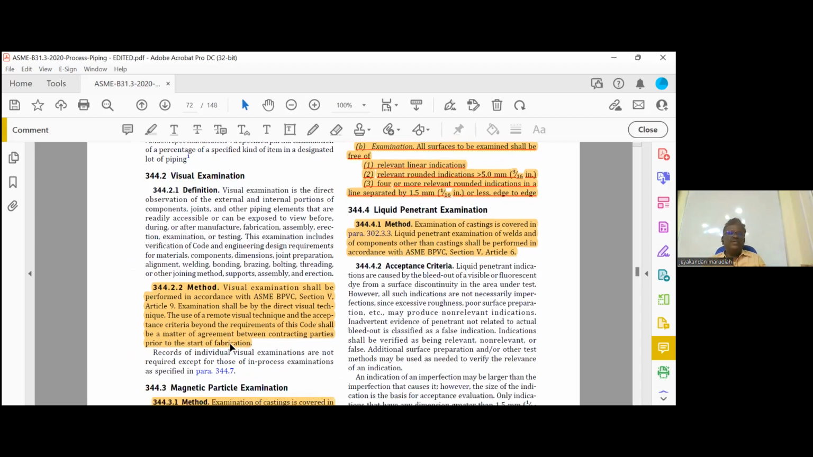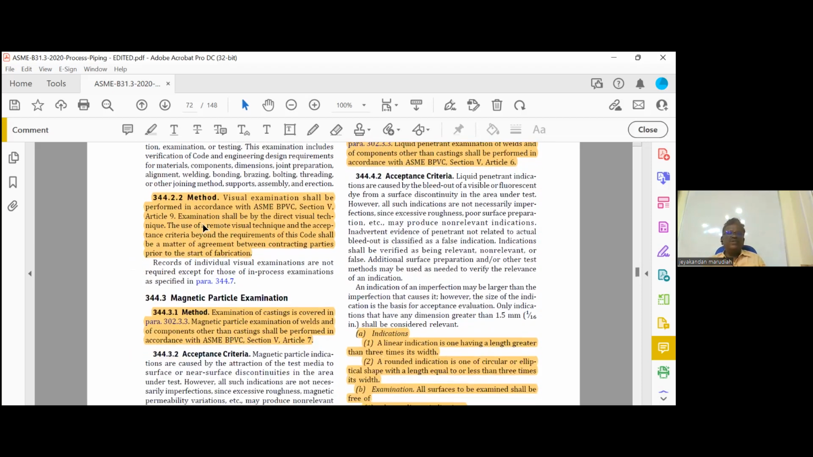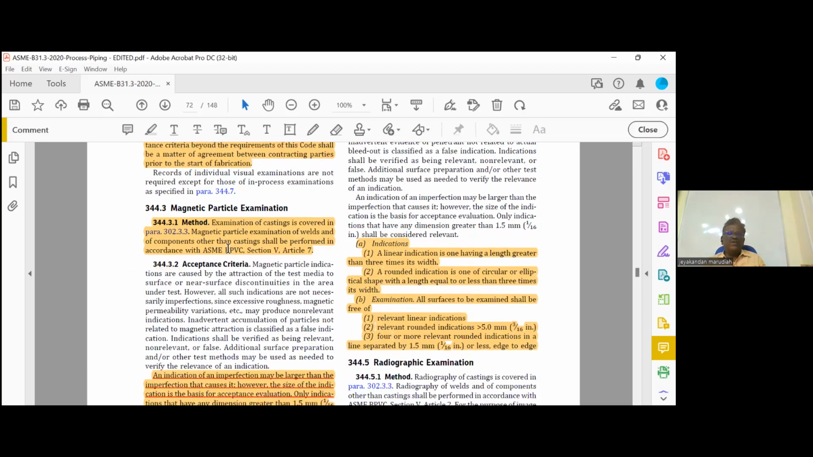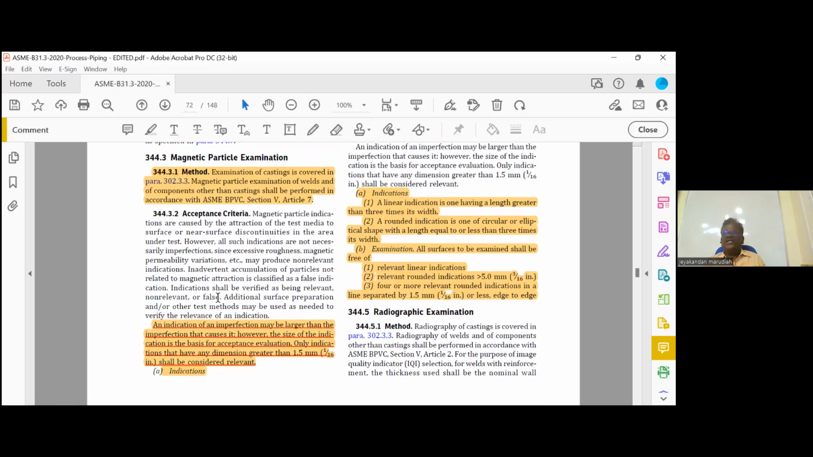Then this is the MT, PT. You can see here MT. So visual, we have to follow section 5. Everything you have to follow section 5. Just highlight MT, but they never ask in the exam so far.